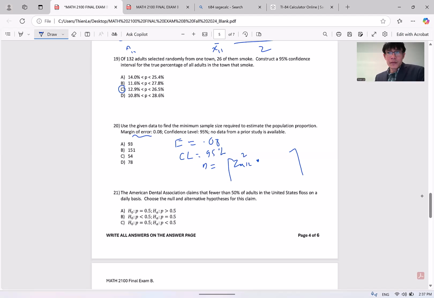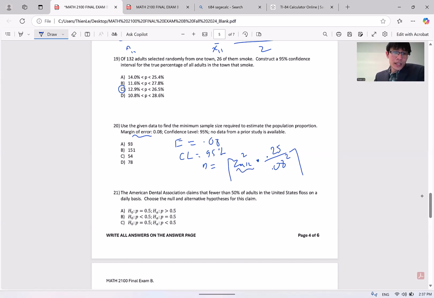Then you use p hat times 1 minus p hat, but because no prior information is available, for p hat you just use, kind of like flipping a coin, 0.5. So 0.5 times 0.5 will be 0.25, divided by E squared, where E is the error, so 0.08 squared. Okay, so the remaining task is finding the z alpha over 2.